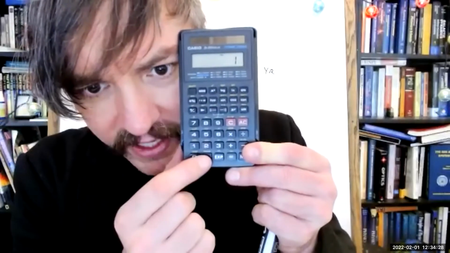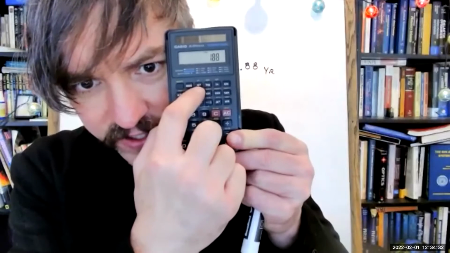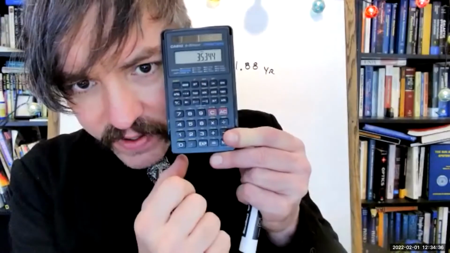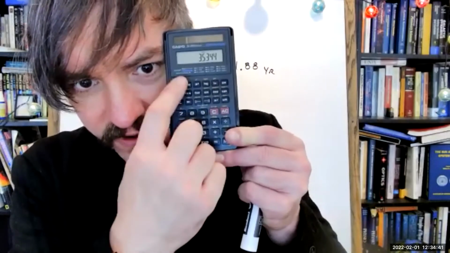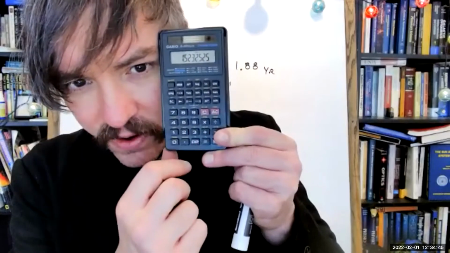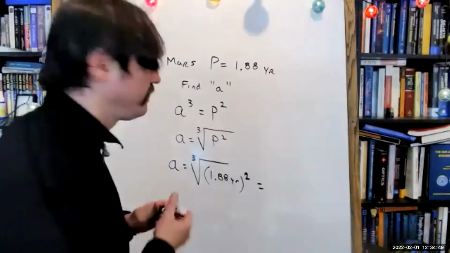So just to save some time here with Mikey, 1.88. This time we're going to hit the square first, which is that key, no shift, just hit square. And then we're going to do the cube root, which is above the plus minus. We're going to hit shift and then cube root and, pow, 1.5 astronomical units comes out.